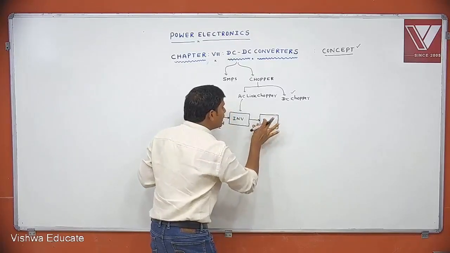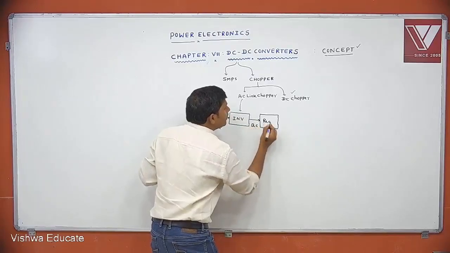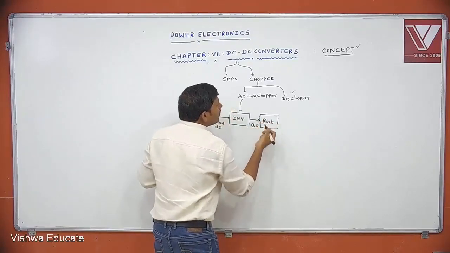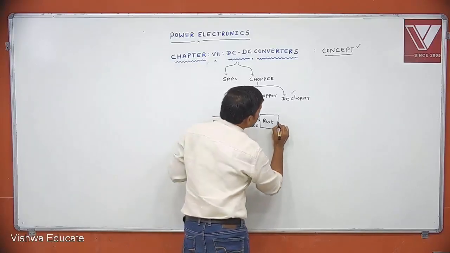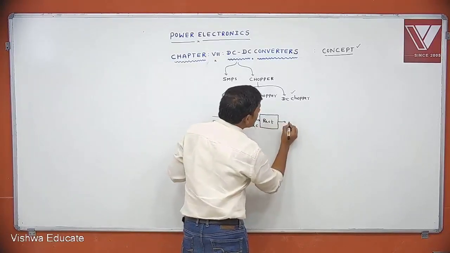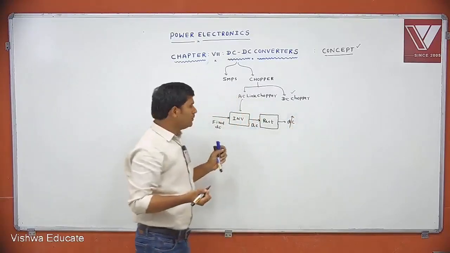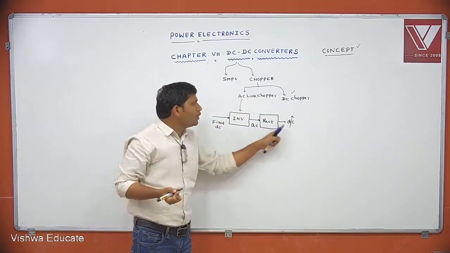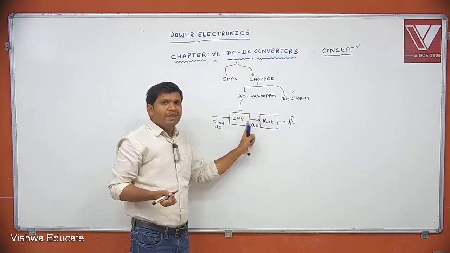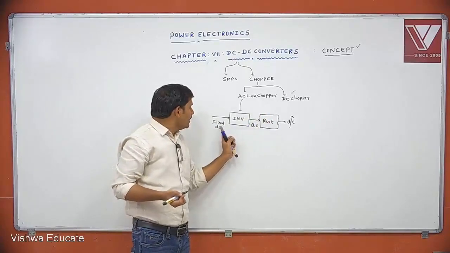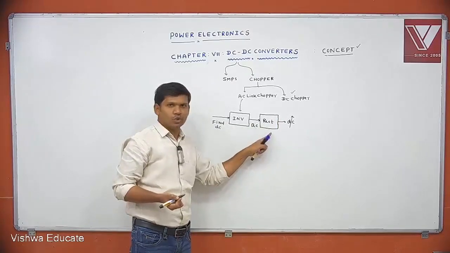The inverter can convert DC to AC, and this is given to the rectifier. Mainly you take a phase control rectifier. Then what can the phase control rectifier do? This AC is converted into control DC. That is, fixed DC is converted into control DC. This is also a chopper, but it is an AC link chopper. In between, input is DC, output is DC, but we are getting AC. That's why it is called an AC link chopper.